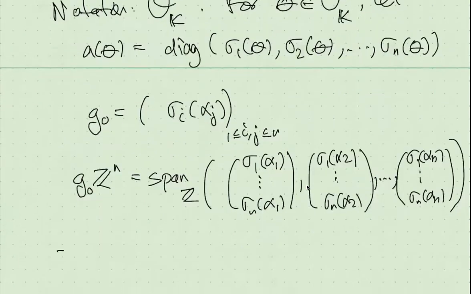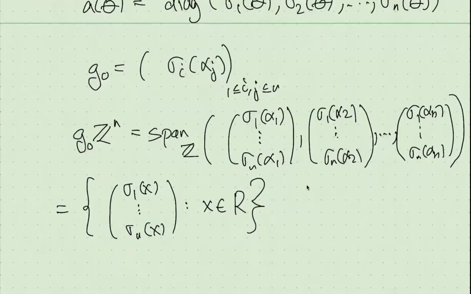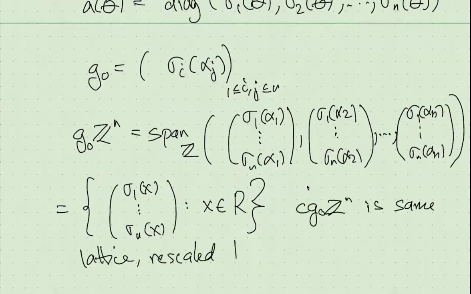And since we're taking a span over Z, which means we're taking Z integer combinations, and the sigma i's are field automorphisms, this is the same as taking all the Minkowski geometric embeddings of all the numbers in R. Okay? So this is G0 Zn, and C G0 Zn is the same lattice rescaled to have covolume equal to one.